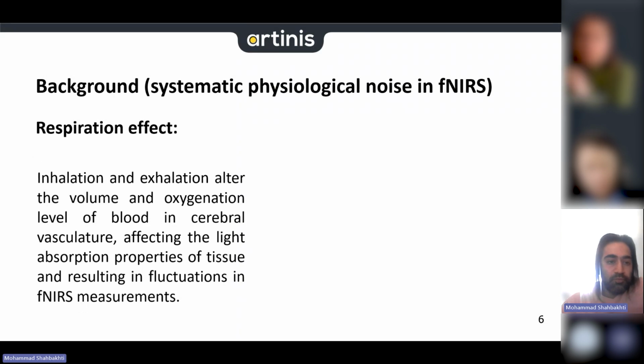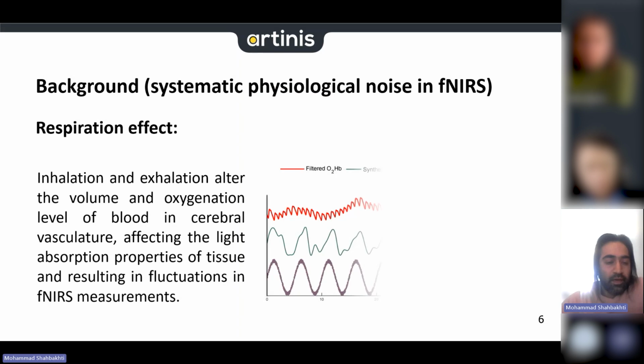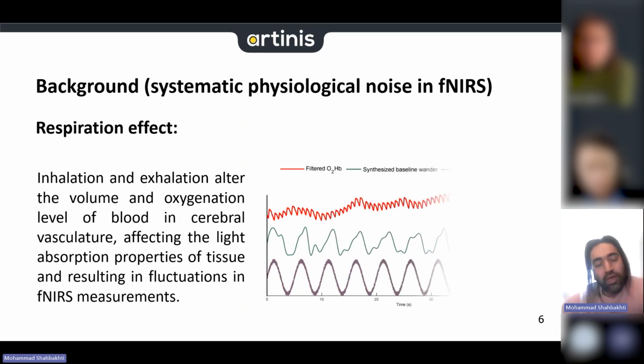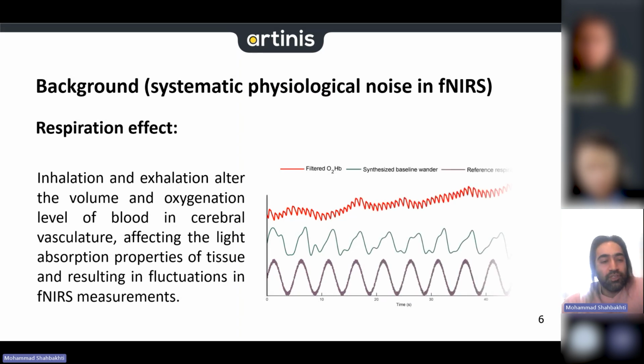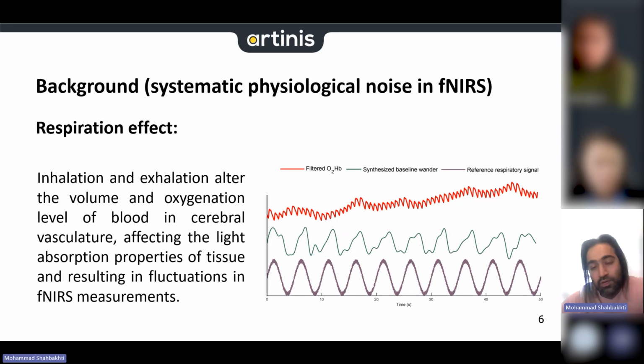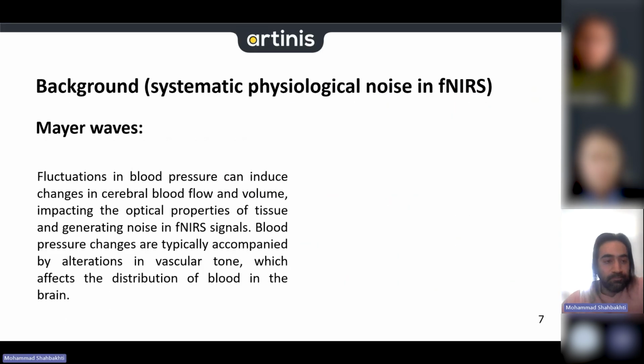Second one is respiratory effect. Well, obviously, when we inhale and exhale, it leads to changes in volume and oxygenated level of the blood in the cerebral vasculature, which affects, again, the light absorption property of the tissue and results in some sort of a fluctuation in fNIRS measurement. However, compared to heart rate, it's going to be slower fluctuations, but they're there. So you have to deal with respiration noise also.